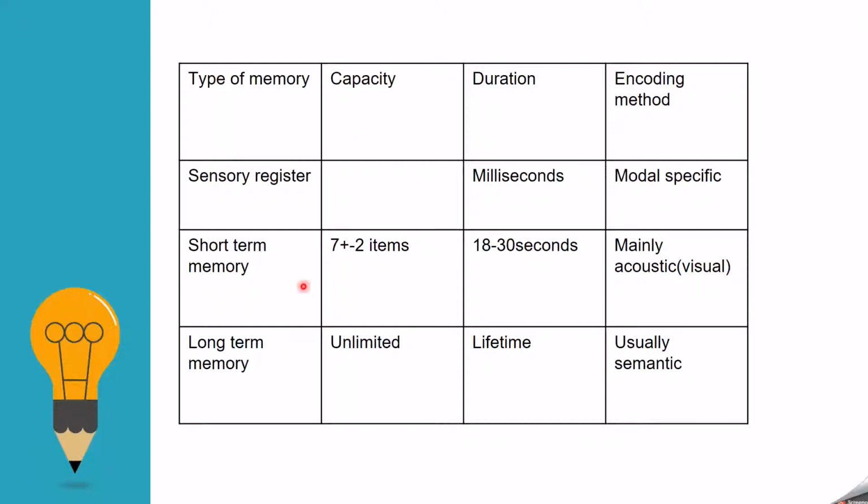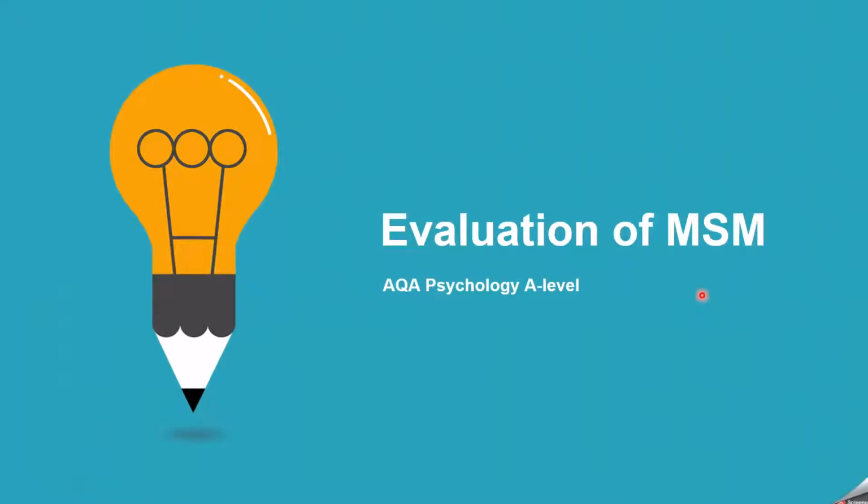Short-term memory's capacity is 7 plus or minus 2 items. Duration is 18 to 30 seconds, and it's mainly encoded acoustically, and so on and so forth. So this is the table I've made here, and that's it for today.